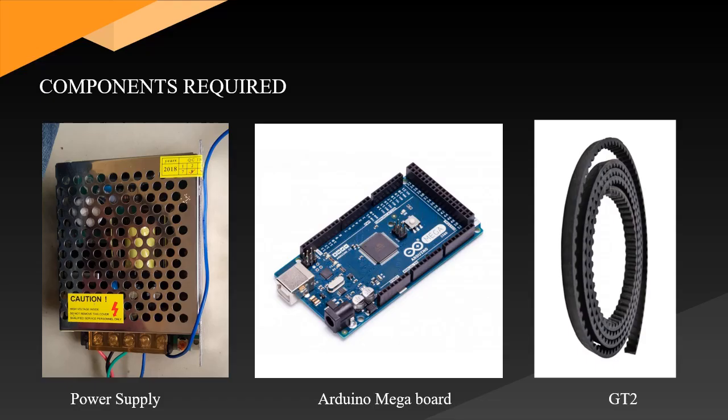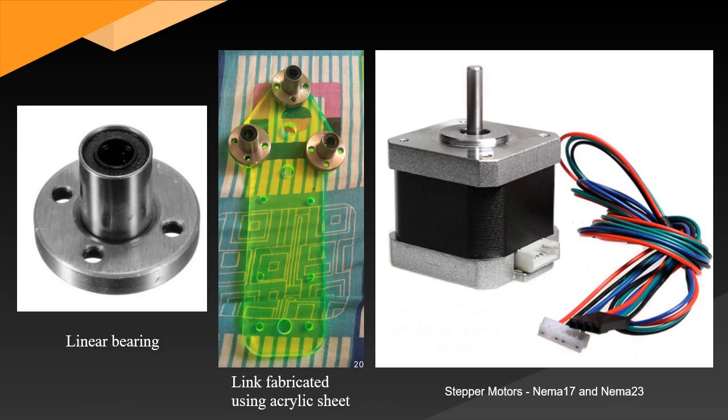I will be explaining the components required for the fabrication of the SCARA robot. First one is a 12 volt power supply, then an Arduino Mega board and GT2 belt. For the sliding of links through linear guideways, we need three linear bearings. And links are fabricated using acrylic sheet. And we are using stepper motors NEMA 17 and NEMA 23. NEMA 23 at the base and NEMA 17 for the prismatic joint.